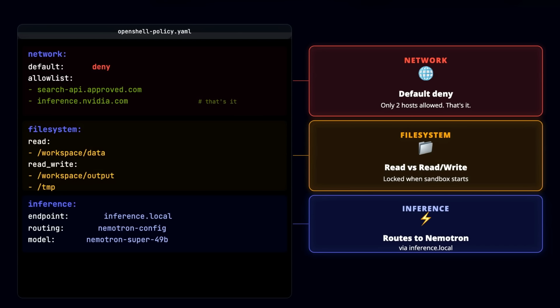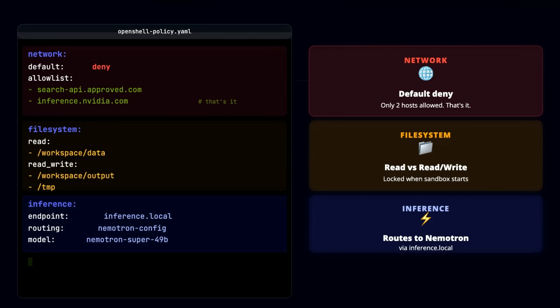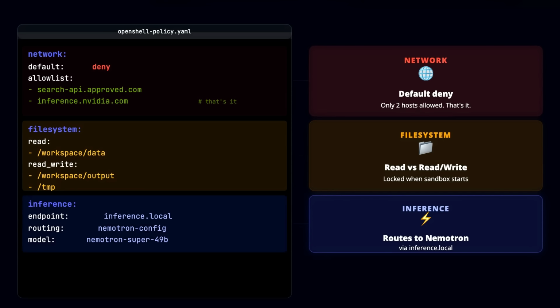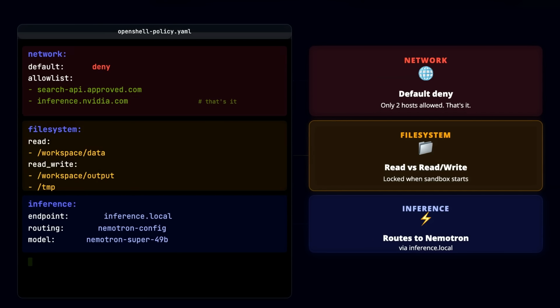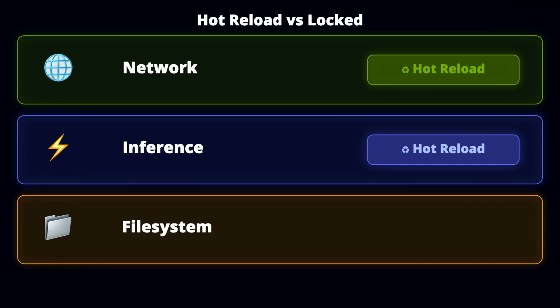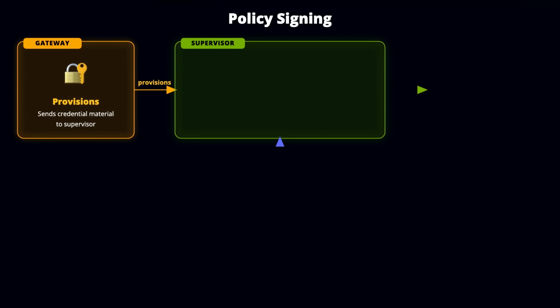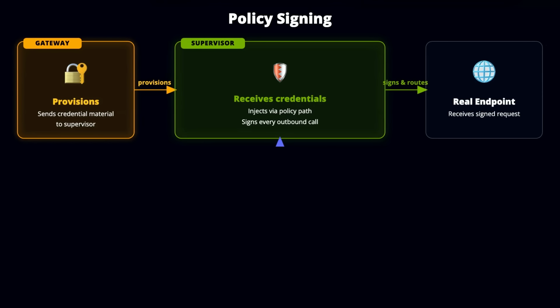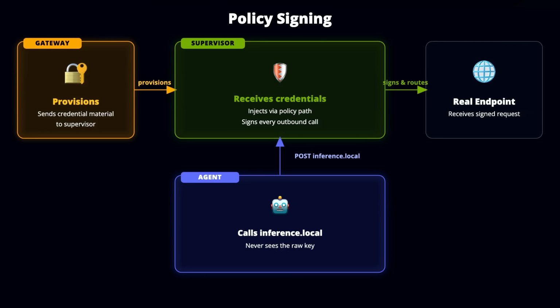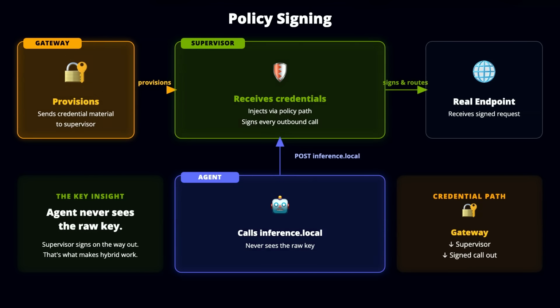That part is locked when the sandbox actually starts, so changing it means recreating a sandbox. And we've got the inference section that I talked about before, pointing to inference.local, in this case towards our Nemotron routing config. The network and inference policies can hot reload, but the file system can't, and that's by design. Credentials come in separately. When the gateway provisions the sandbox, the supervisor receives the credential material and injects it through a configured policy path. The agent itself never sees the raw key. It just makes a call to inference.local, and the supervisor signs it on the way out. That's the bit that makes the hybrid setup actually work.